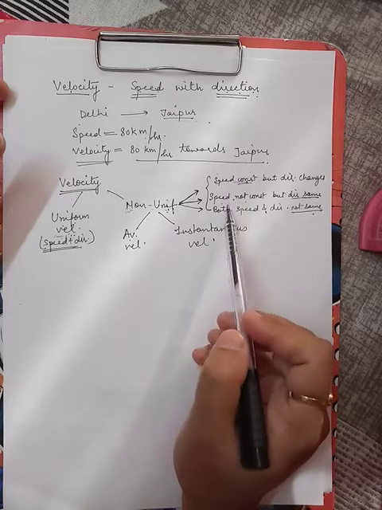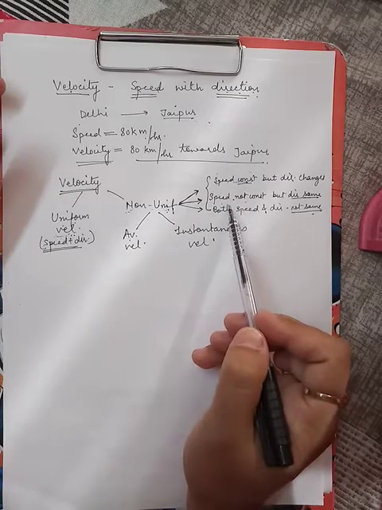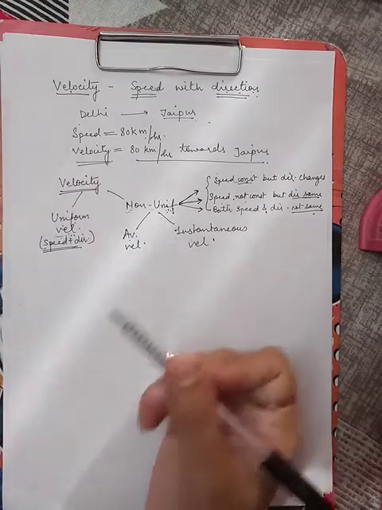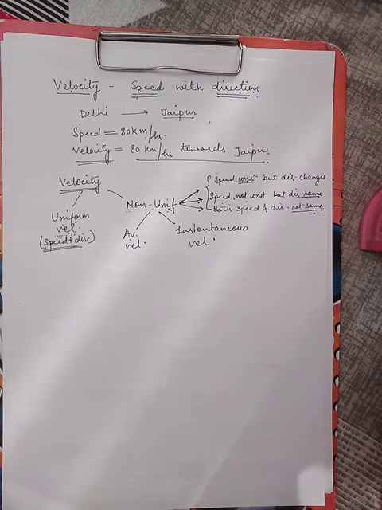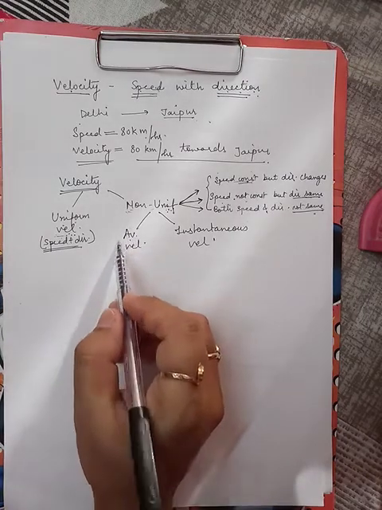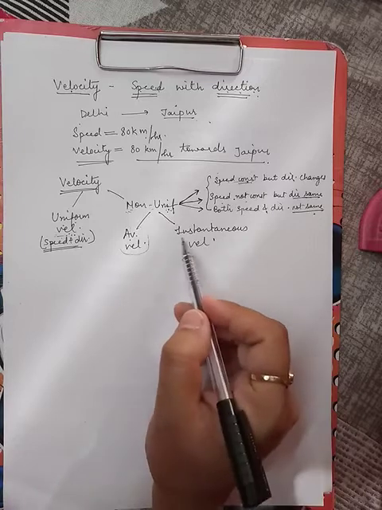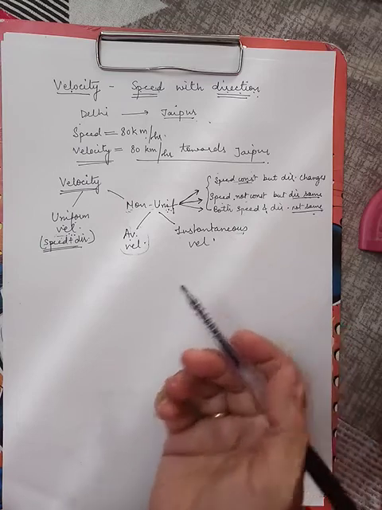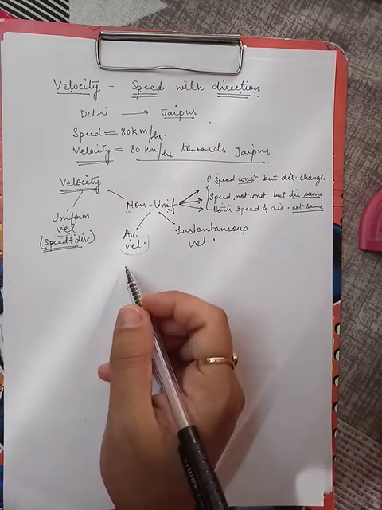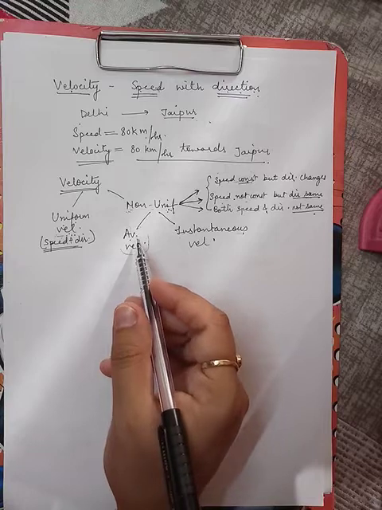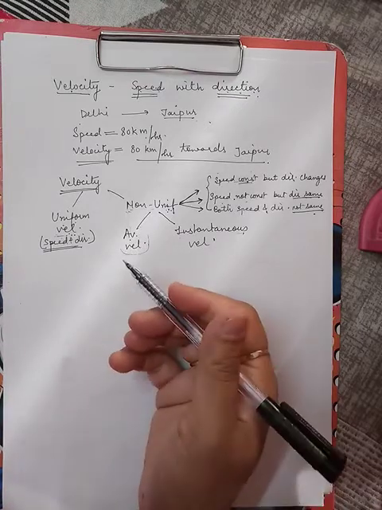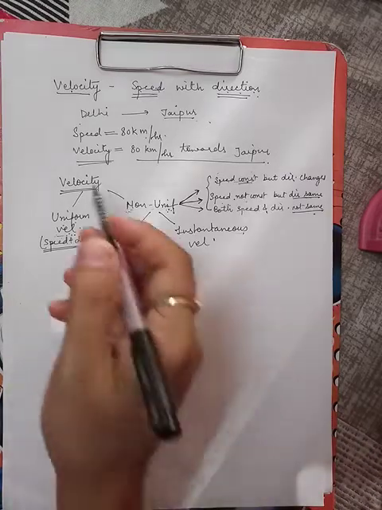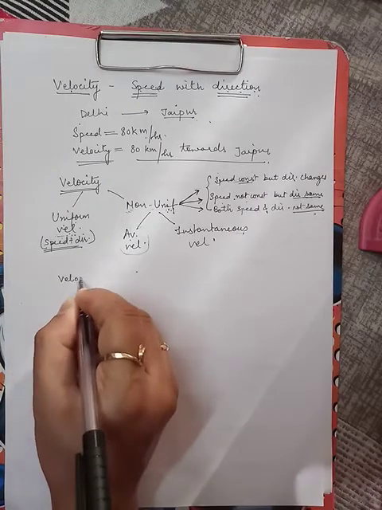If any of these three things are happening, that means the object is having non-uniform velocity. And if the object is having non-uniform velocity, then we can find out average velocity, and we can find out the instantaneous velocity also in a similar manner as we have done in the case of speed. Average speed is total distance traveled divided by total time taken, right? In the same manner we can have this formula. So first of all, see the formula for velocity.